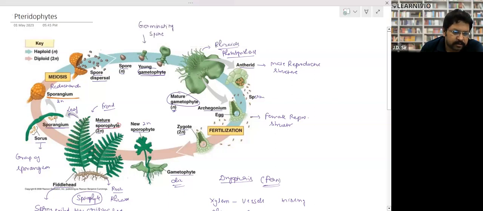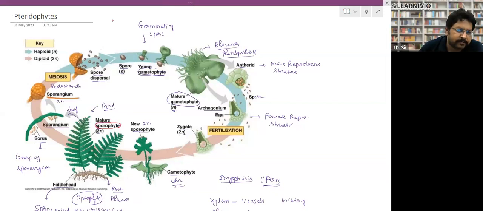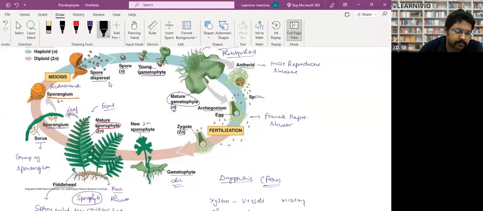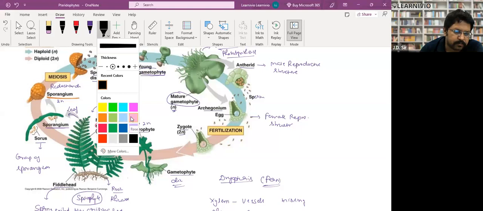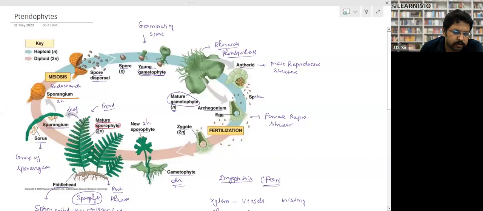Yes, sir. This is a sporophyte plant. This one. Let me highlight it. Look, this is a sporophyte plant. It is diploid. And here you can see this is a gametophyte plant. So there are two types of plants, sporophyte and gametophyte.